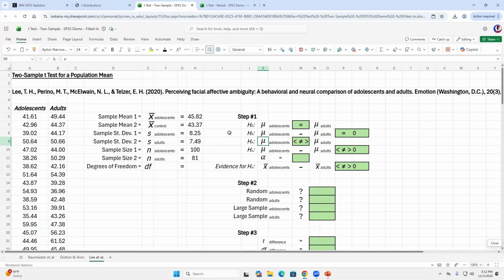All right, so for this one here, we have the null hypothesis. And again, the null hypothesis is always that your 2 populations are going to be equal to each other. We have a different version of the null hypothesis, where the mean for the adolescent population minus the mean for the adult population is going to equal 0.